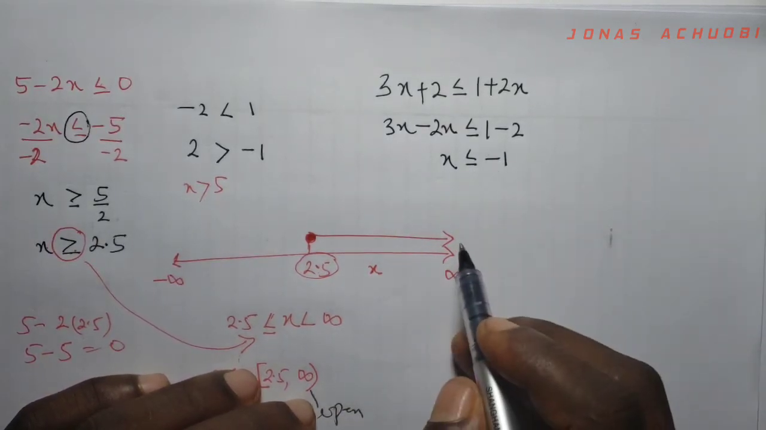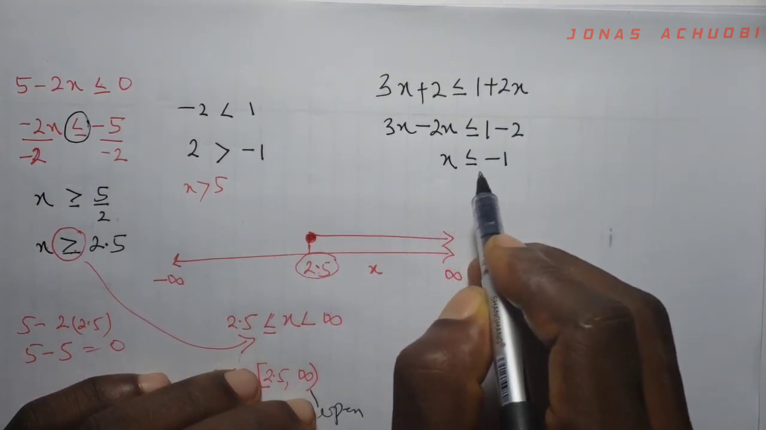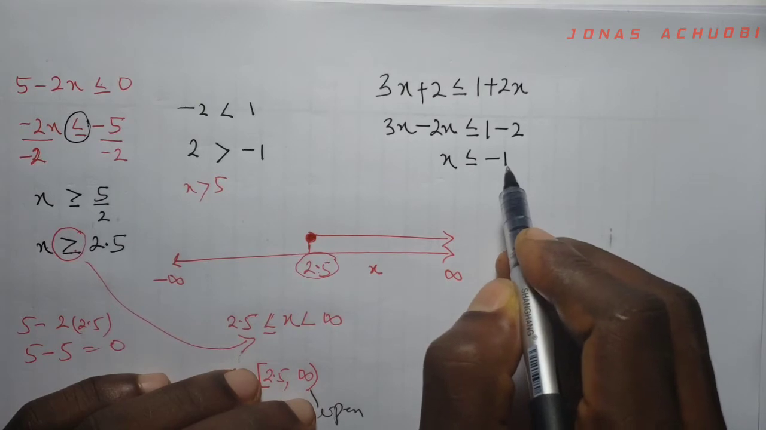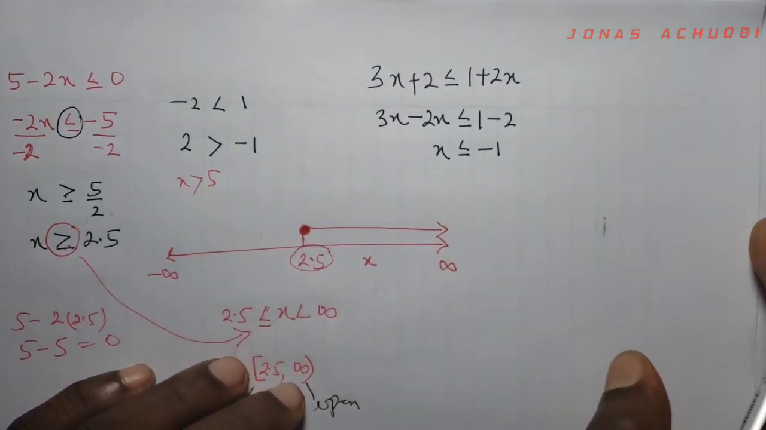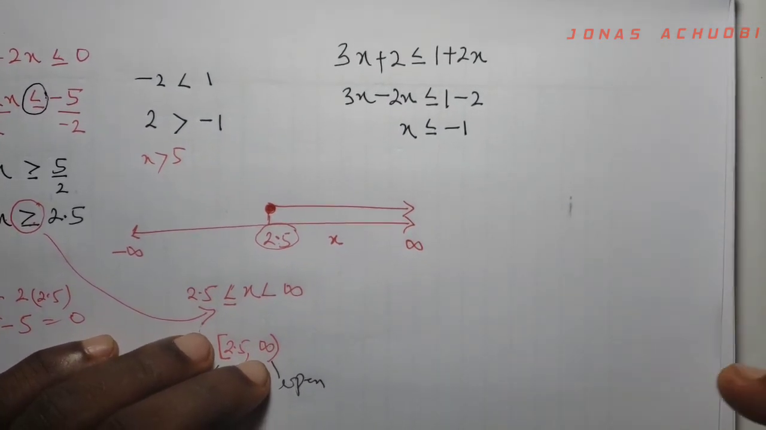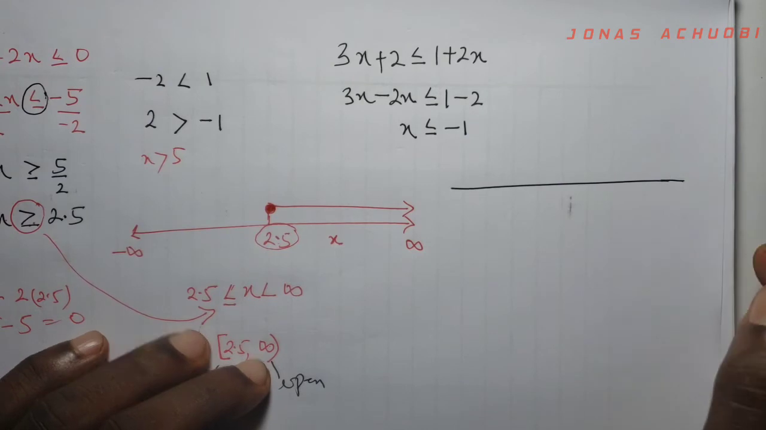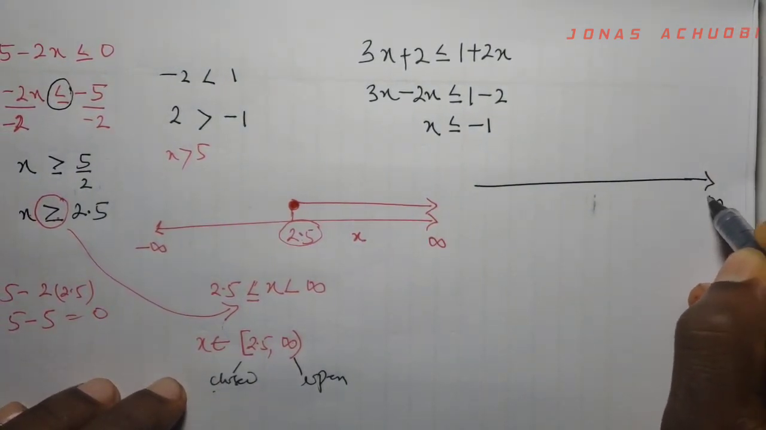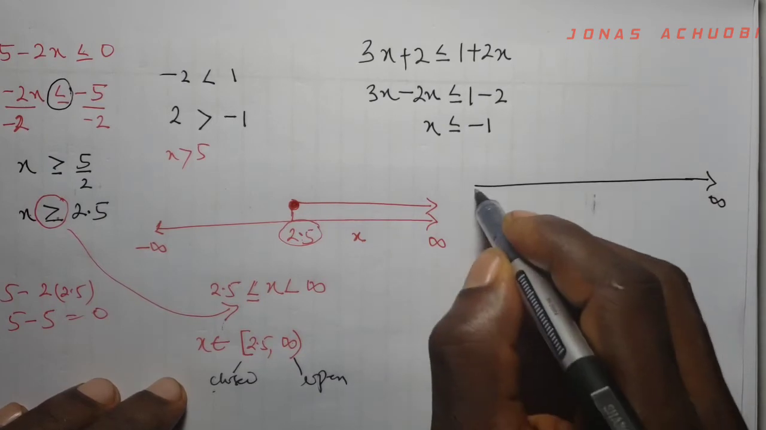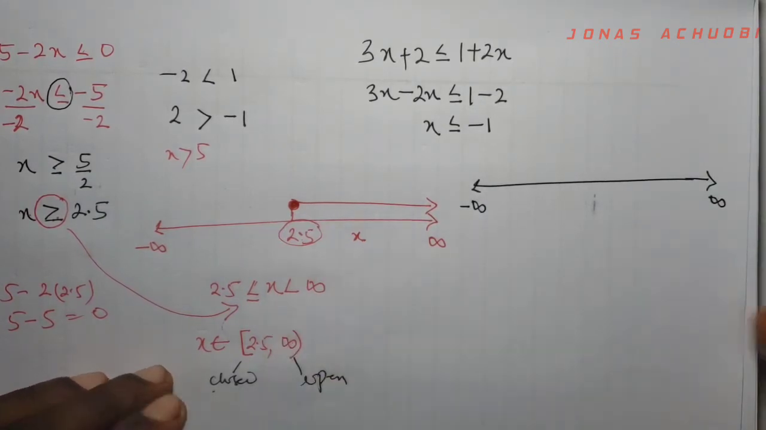Like I had explained earlier, this simply means that all values of x that are less than or equal to negative 1 are in the solution region or the solution set. So let us represent this on a number line and see how it looks. So again, we have our number line. So recall that to the right of our number line is plus infinity, which we write as infinity, and to the left of our number line is negative infinity, and they have no end.